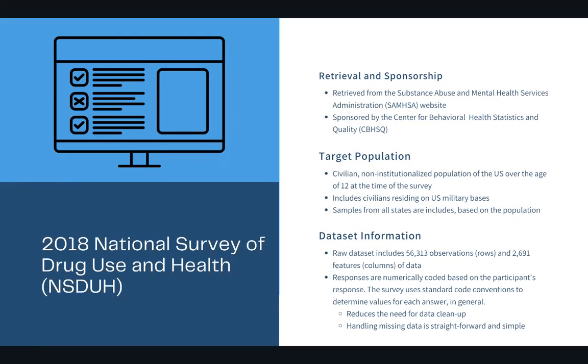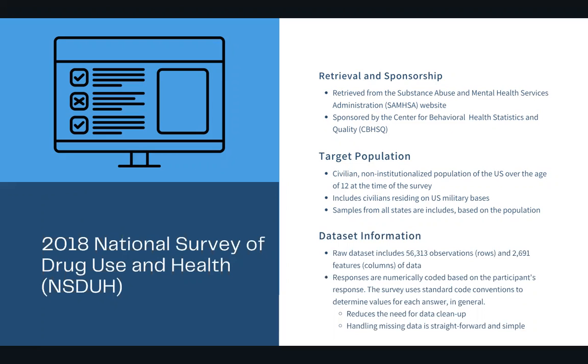According to the codebook, the target population for the survey includes civilian, non-institutionalized populations of the US over the age of 12 at the time of the survey. This does include civilians residing on US military bases. Samples from all states are included based on the population of that particular state.